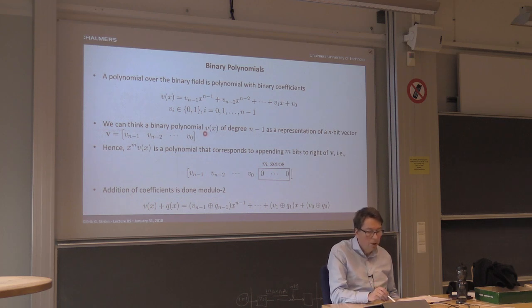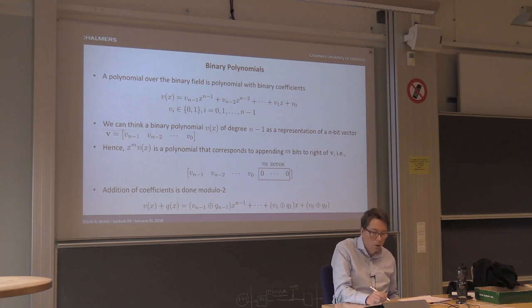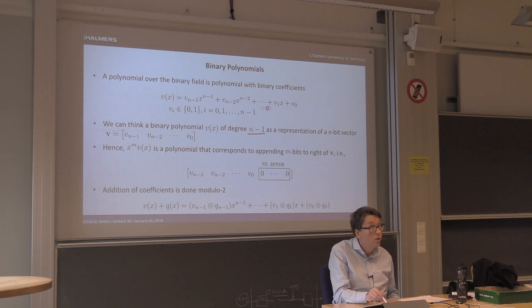And then we can think of a binary polynomial with degree n minus 1 as a representation of an n-bit vector. So with degree n minus 1, what does that mean? It means that we have n coefficients. This one has degree n minus 1 because that's the highest power, but you see we need n coefficients to specify that. So it's a common rookie mistake to think that to represent an n-bit vector we need a degree n polynomial. That's not true. We just need a degree n minus 1 polynomial.